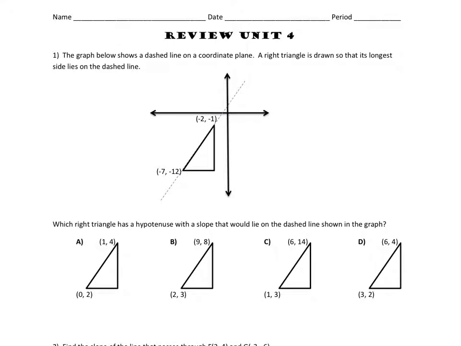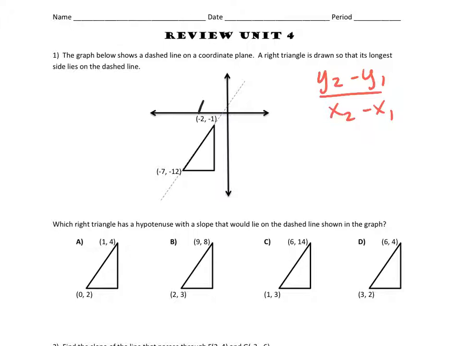Number 1, it says the graph below shows a dashed line on the coordinate plane. A right triangle is drawn so the longest side lies on the dashed line. Okay, so that should give you your slope. But we talked about how to find slope. They give us 2 points. So we use the formula y2 minus y1 over x2 minus x1.